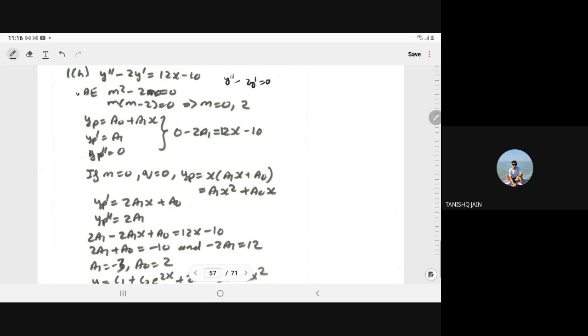So the corresponding auxiliary equation will come: m square minus 2m is equal to 0. So roots are m is equal to 0 and 2. So its yg will come: e to power 0x, which means that is 1. So yg is c1 plus c2 e to power 2x.